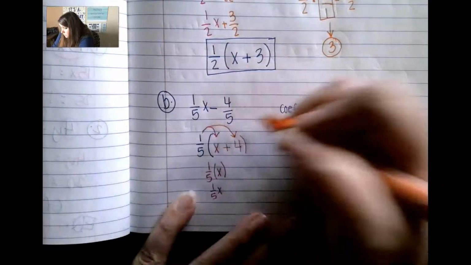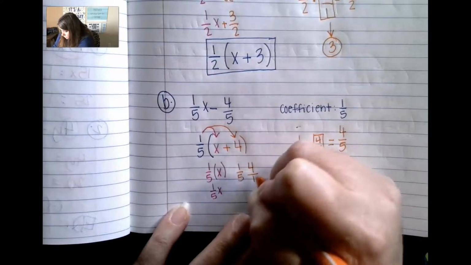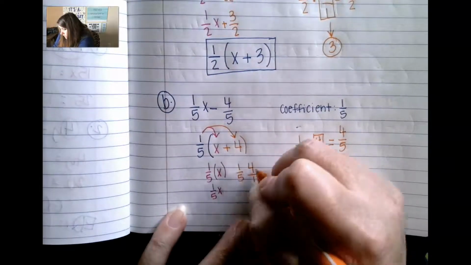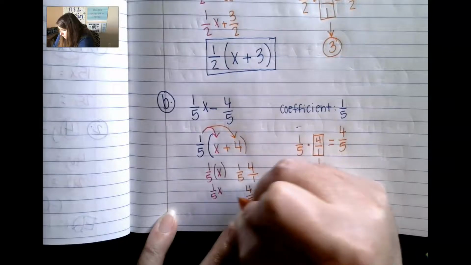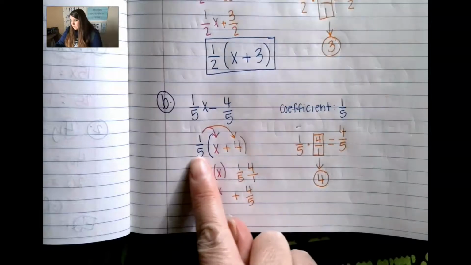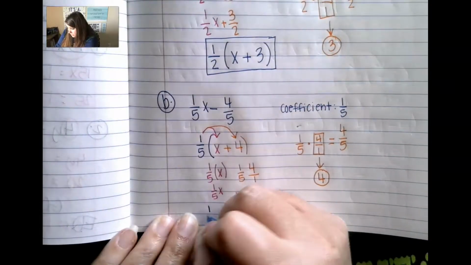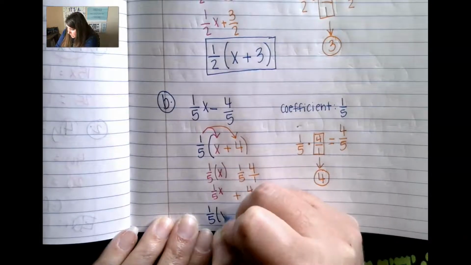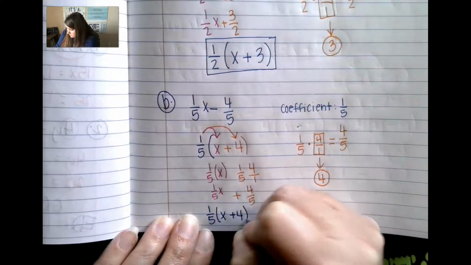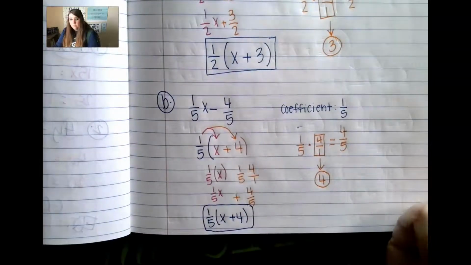1/5 times 4, or 4/1, will give me 4/5. So my final answer is right here. It's 1/5 times the quantity x plus 4. That is my final answer.